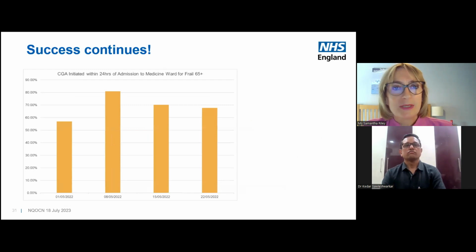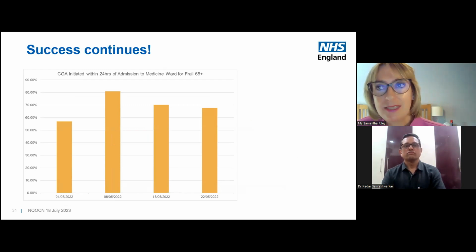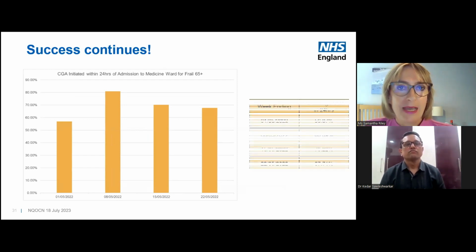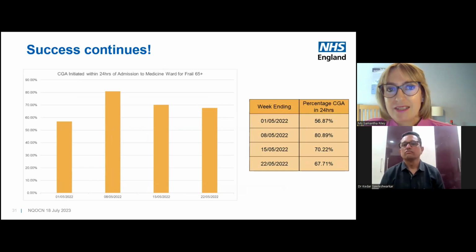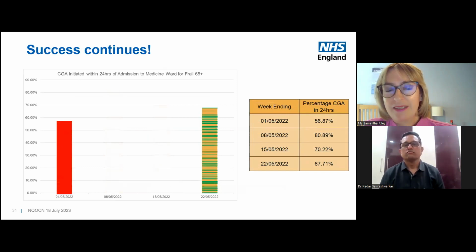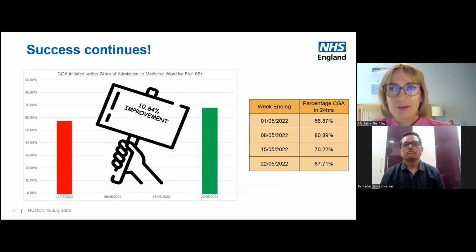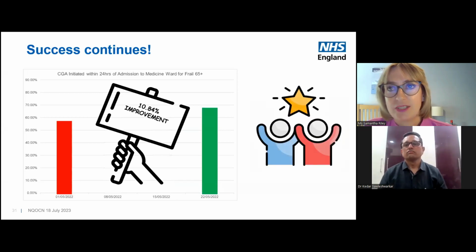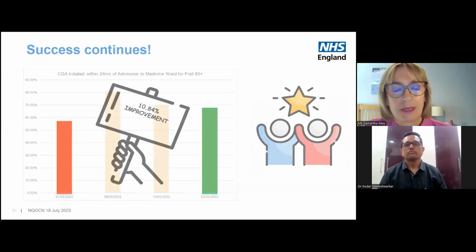Let's add a couple more data points. Well, it's a little bit of a shame, isn't it, to see that those 2 additional months now aren't as high as the data for the 8th of May. But actually, I'm not going to really worry about that, because if you look at the difference between the first and last data point, we've got a 10.84% improvement, which is incredibly impressive. I'm sure that you would agree with this. So we're going to have a little celebration, because that is wonderful.